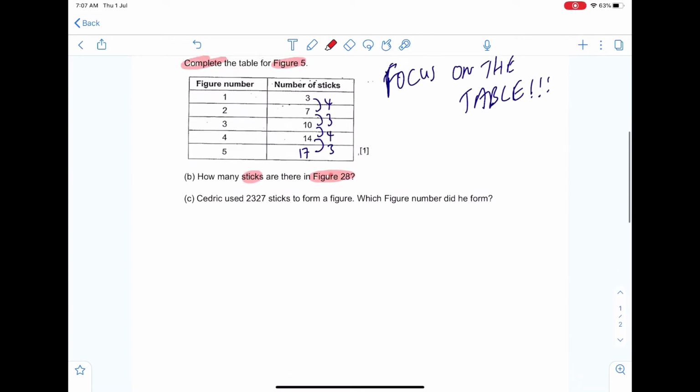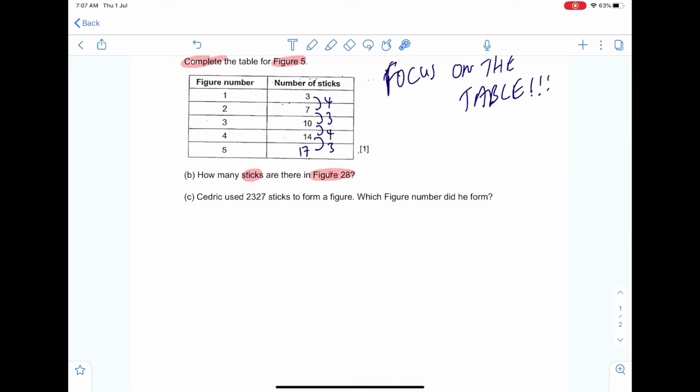Now for such questions when the jump is alternating, like 4, 3, 4, 3, okay, plus 4, plus 3, plus 4, plus 3, or maybe in another question, plus 2, plus 1, plus 2, plus 1. It's like alternating in terms of the addition between each figure, right? Then the technique you should immediately observe is this.